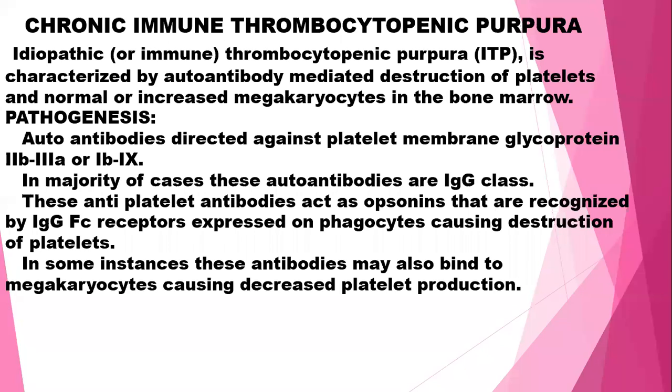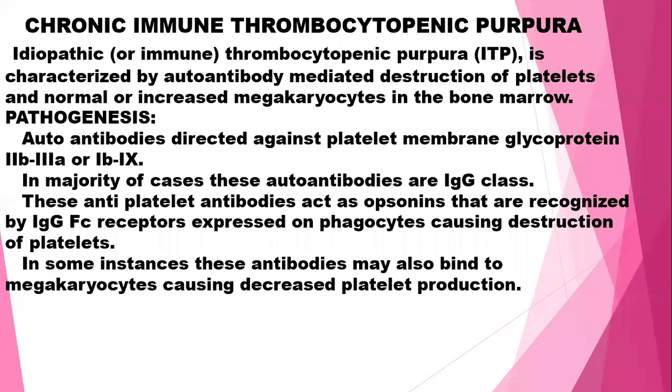It is idiopathic or immune thrombocytopenic purpura, and it is characterized by autoantibody-mediated destruction of platelets and normal or increased megakaryocytes in the bone marrow. Pathogenesis of the disease: the autoantibodies are directed against platelet membrane glycoprotein IIb-IIIa or Ib-IX. In the majority of cases, these autoantibodies are of the immunoglobulin G class.